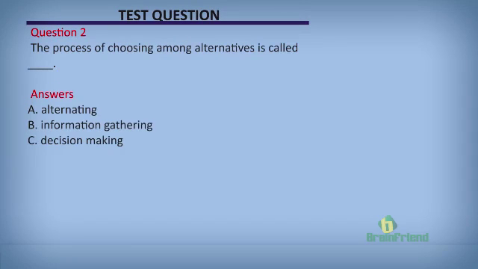Question 2. The process of choosing among alternatives is called dash. A. Alternating. B. Information gathering. C. Decision making. The process of choosing among alternatives is called decision making. You have several alternatives to choose from, actually making a decision.